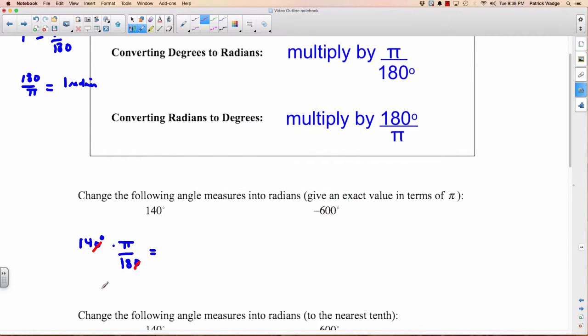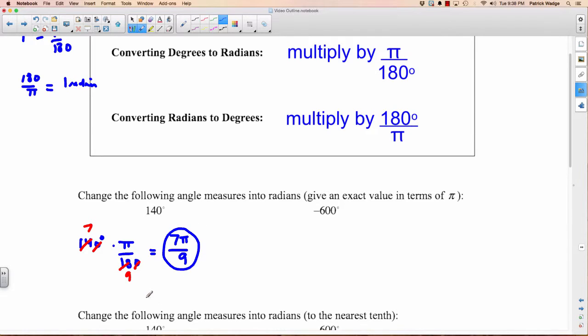right? That's what happens when you divide by 10. 14 and 18, you could divide by 2. You get 7 here, you get 9 there. Hey, there we go. We can get our answer now. 7 times pi is 7 pi, and then we divide it by 9. There's our answer. 140 degrees is the same as 7 pi over 9.